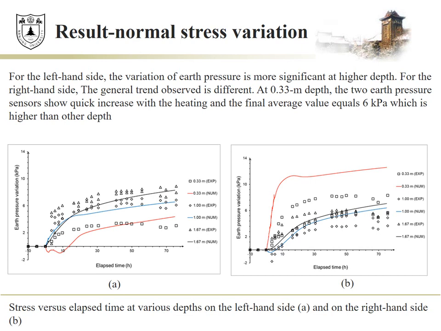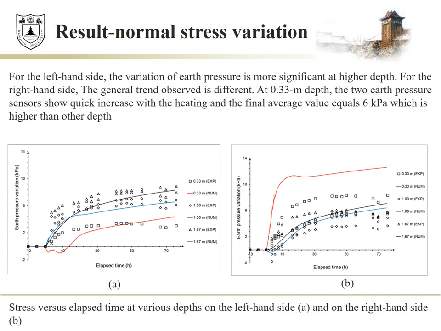The numerical results corresponding to the sensors at 1 meter and 1.67 meters depth show good agreement with the experimental ones for both sides. Even the decrease of the earth pressure cell at 1 meter depth on the right-hand side was well predicted. However, the numerical results corresponding to lower depths are slightly different from the experimental one. On the left-hand side, the numerical simulation shows a decrease of earth pressure during the first hour, which was not observed in the experiment.